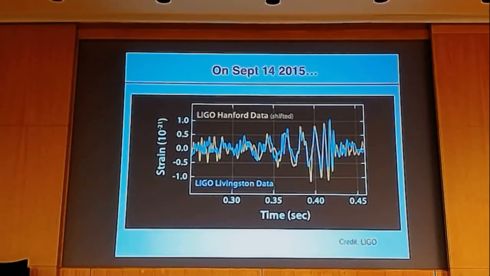This was a code that was not looking for these models of binary systems. It was looking for excess power in the signals that correlated. And from that point on, within a few hours, there were hundreds of people on the phone.